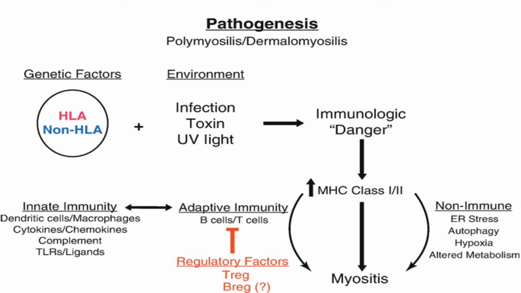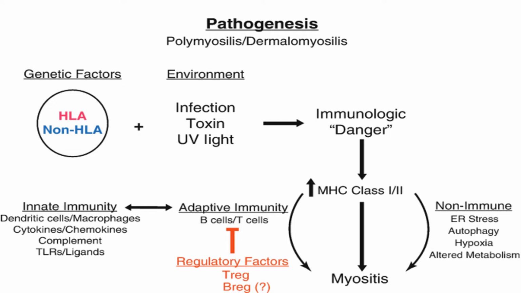Coming to the pathophysiology, that is how polymyositis and dermatomyositis occur. Initially it occurs due to genetic factors, that is both human leukocyte antigen and non-human leukocyte antigen. The human leukocyte antigen genes are a major histocompatibility complex that help code for proteins, and mainly differentiate between self and non-self.